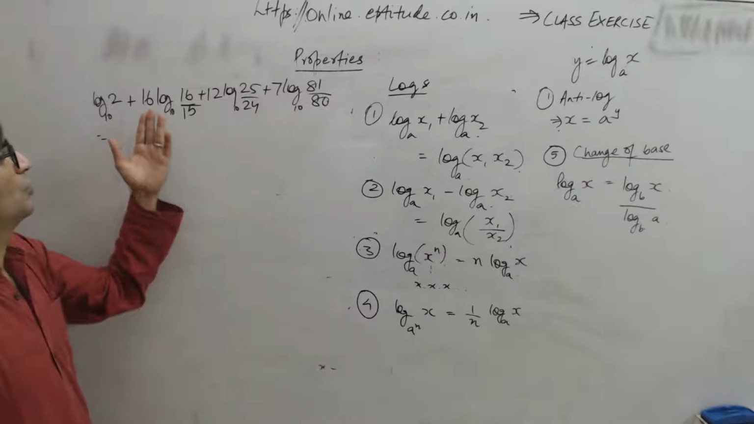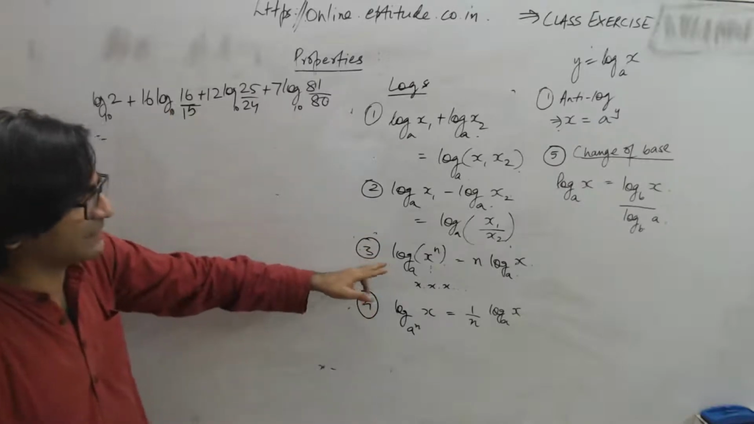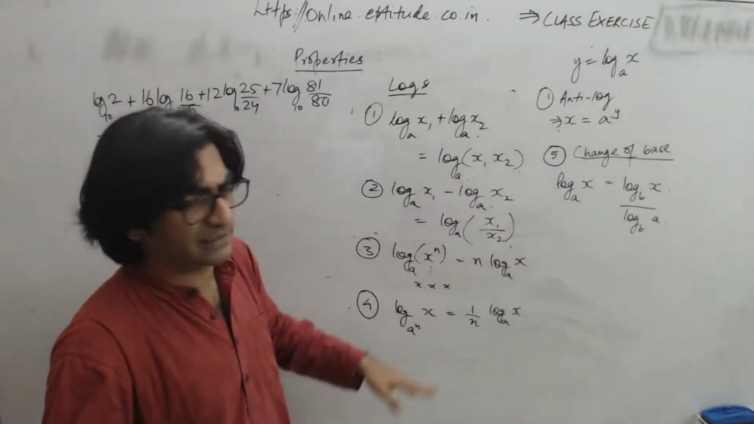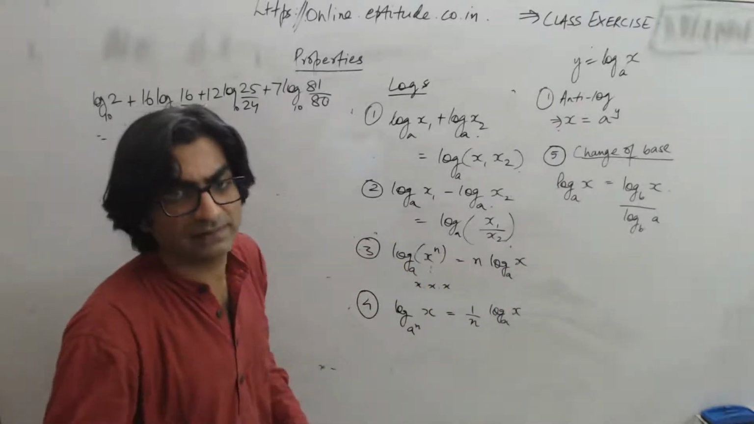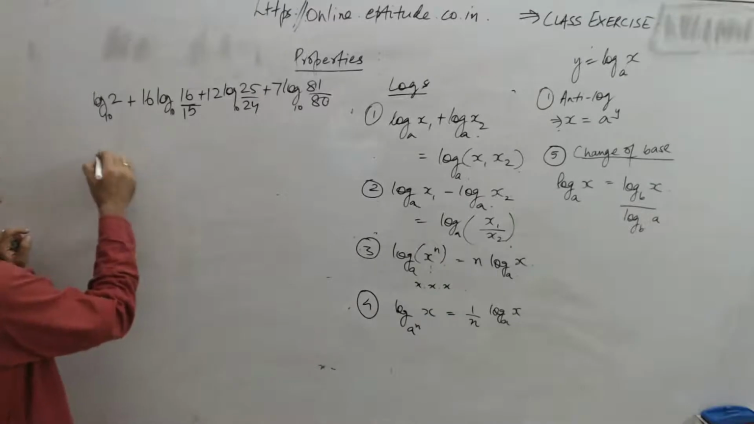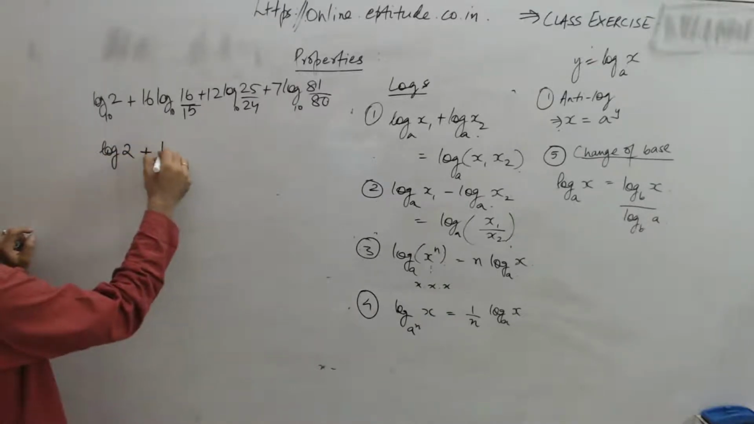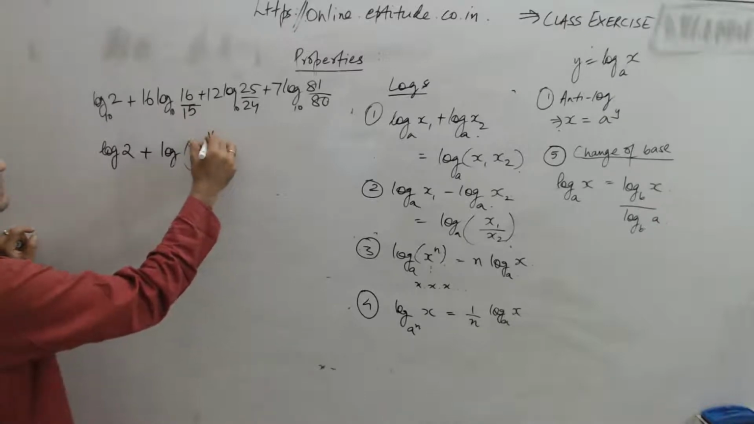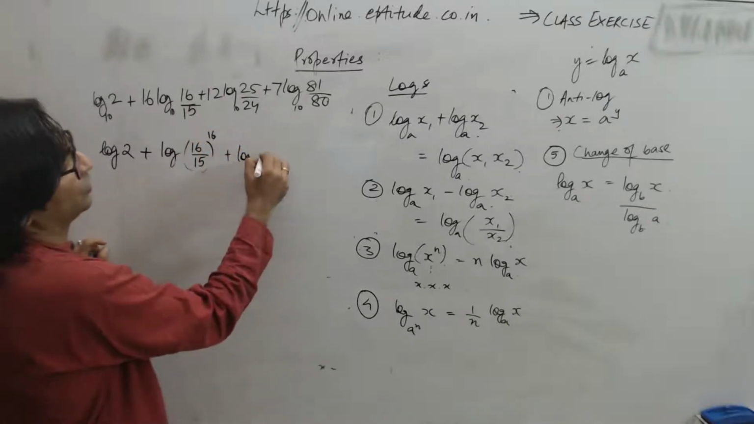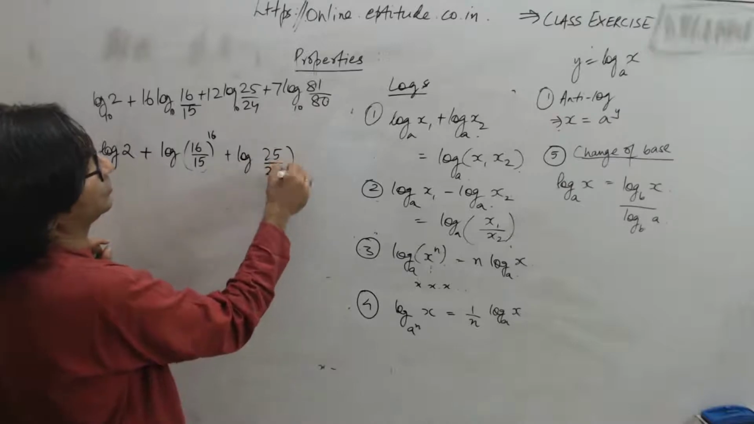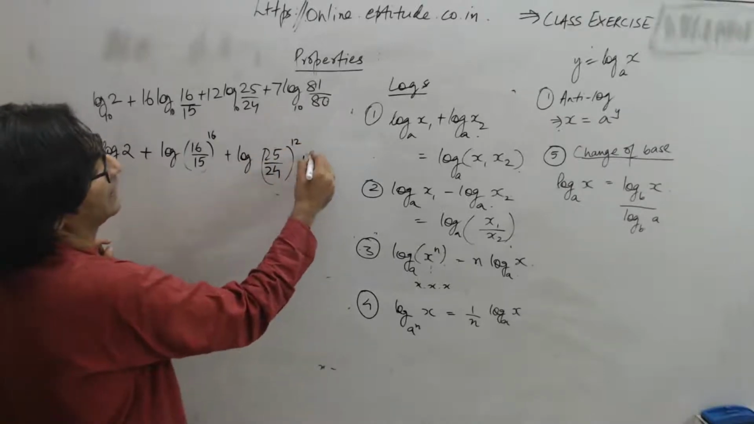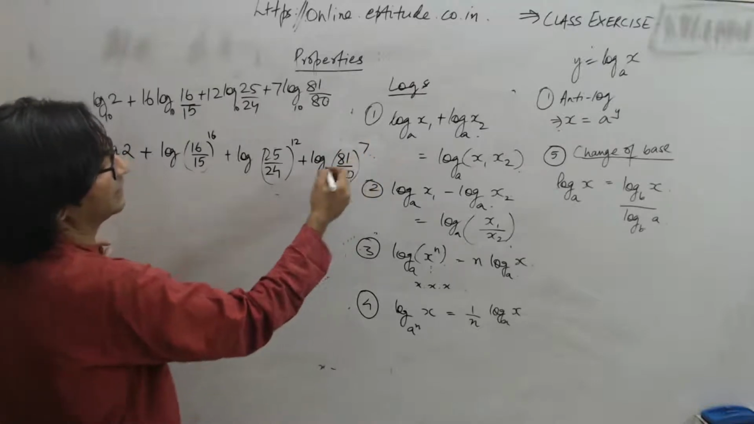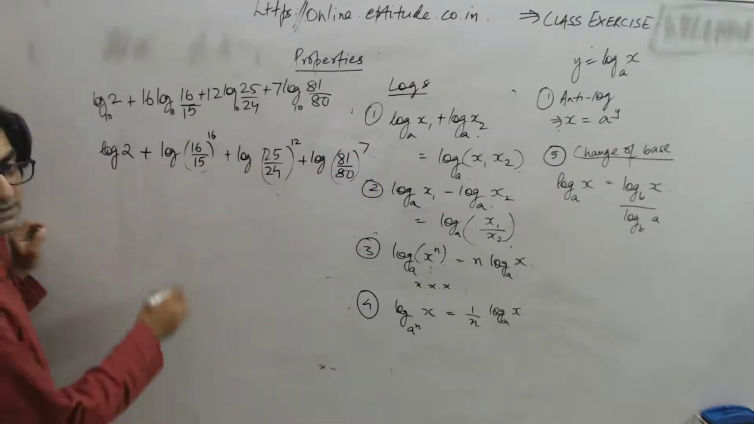So what I can do is use property number 3. Whenever a log has a coefficient, you can take that coefficient inside by raising the radicand to that exponent. So here this will become log 2 plus log of (16 by 15) raised to the power 16, plus log of (25 by 24) raised to the power 12, and log of (81 by 80) to the power of 7, and then I can multiply these.